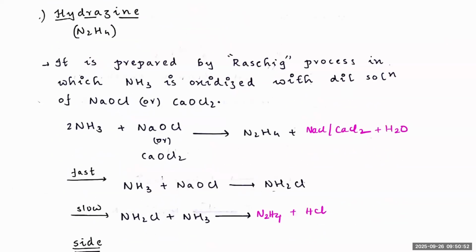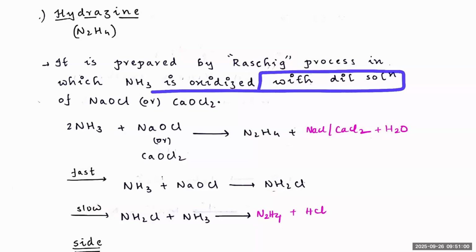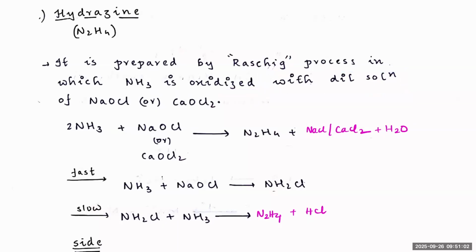Next, check out hydrazine. Hydrazine is prepared by the Raschig process, in which ammonia is oxidized with a dilute solution of NaOCl or CaOCl. That is, if I take ammonia and react it with NaOCl or CaOCl, it will convert into N2H4. But you might wonder, sir, earlier we said N2, so how is this happening now? You need to take a very dilute solution. We cannot take powdered bleaching powder; we should take a dilute solution, and it has to be a very controlled oxidation. Then ammonia will be controlled to form N2H4.